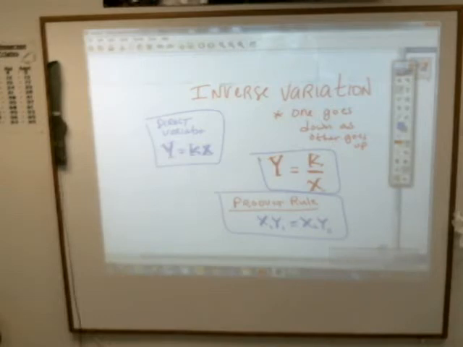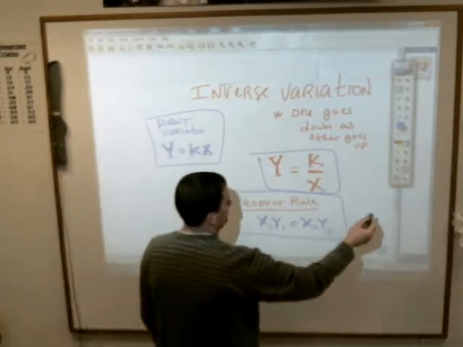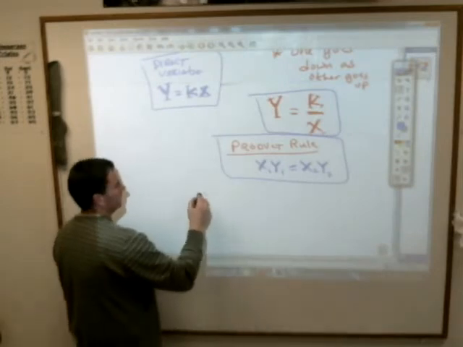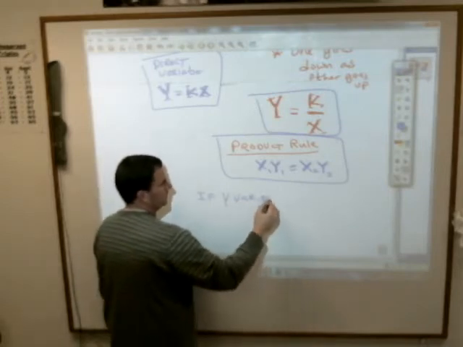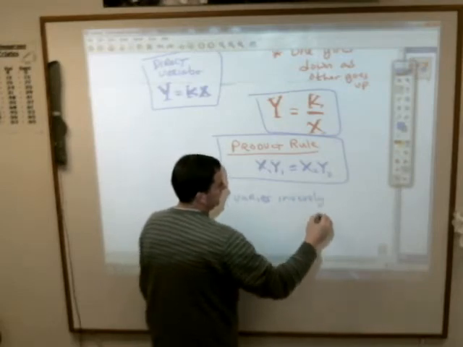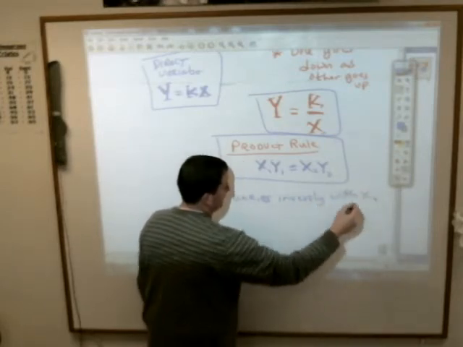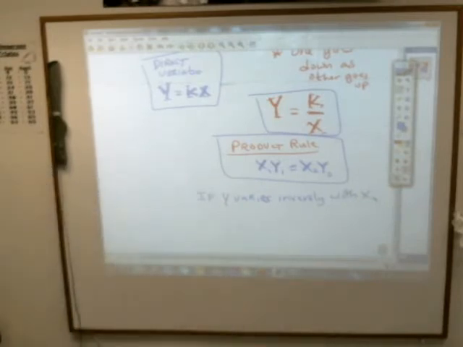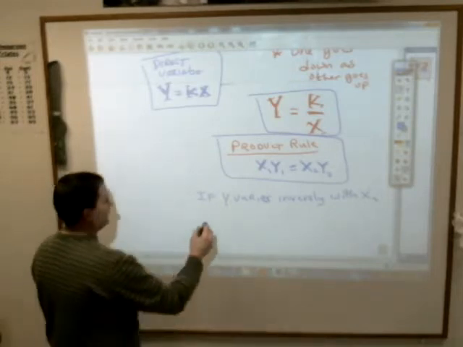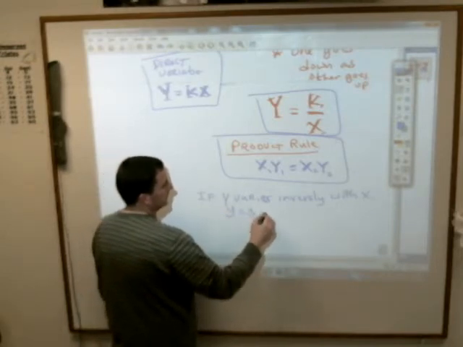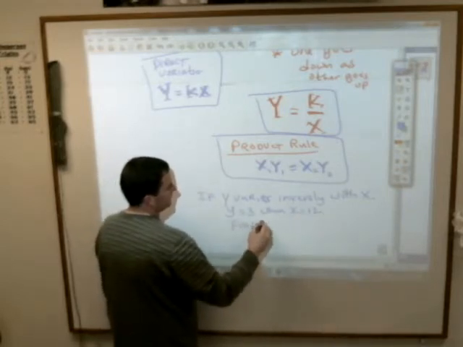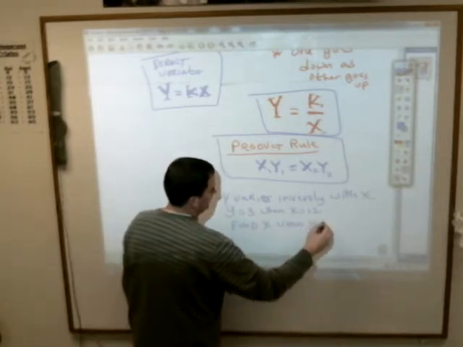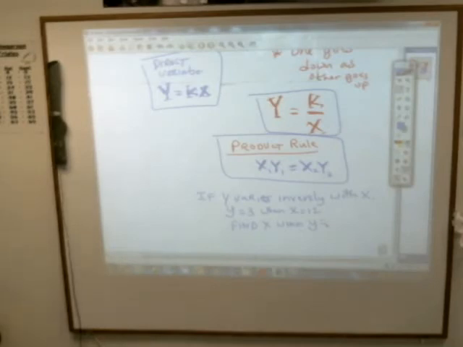Here is an example problem. If y varies inversely with x, y equals 3 when x equals 12, find x when y equals 9.